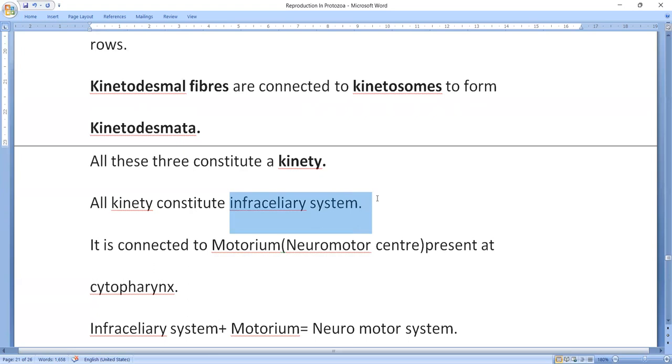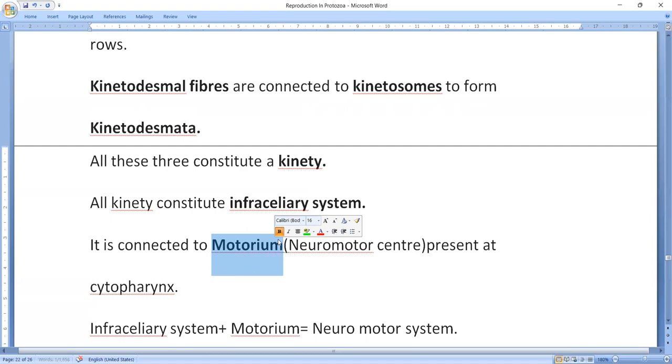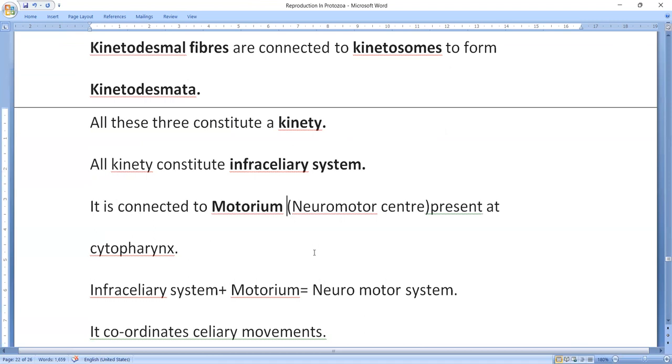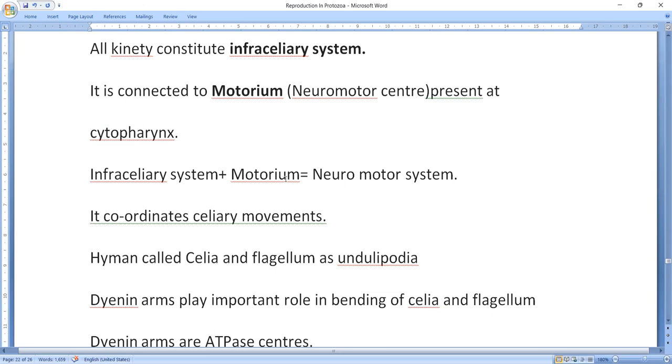This infraciliary system is ultimately connected to the motorium, a special structure, which is called the neuromotor center. It is present at the cytopharynx. The whole ciliary system, the infraciliary system, is connected to the motorium, and that regulates the movement of all the cilia. The infraciliary system plus the motorium is called the neuromotor system. The neuromotor system coordinates the ciliary movements.